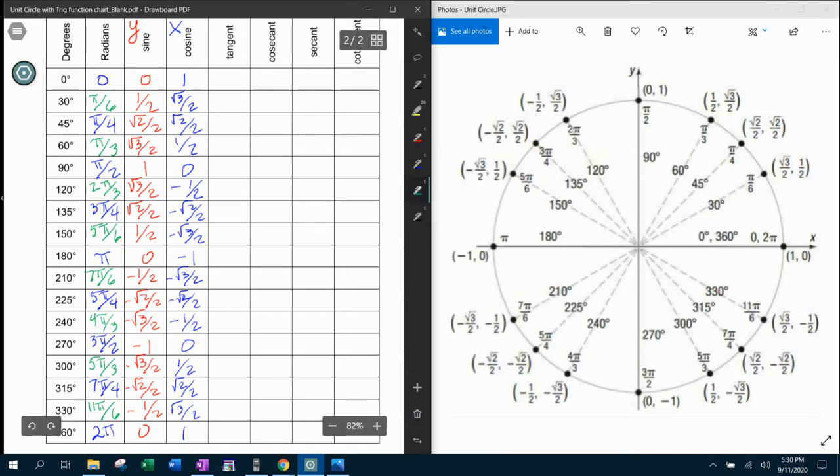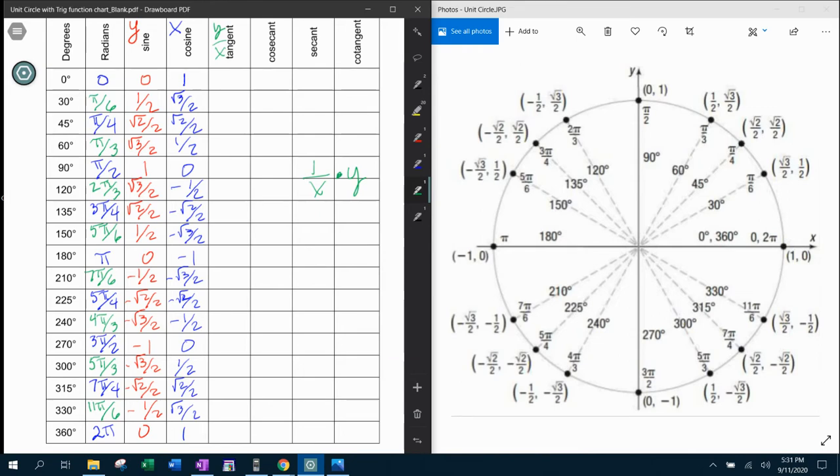Next, tangent. Now, tangent is a little bit tricky because tangent is y over x. And so now you're going to have to be doing y divided by x. The easiest way that I know of to do y divided by x is to actually not do that. What you want to do is the reciprocal of x times y. Flip the x and multiply by y. That is the easiest way I know of to do tangent.